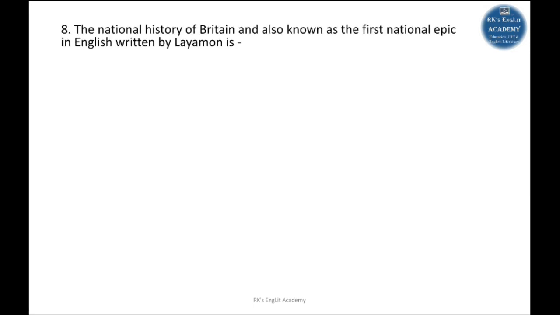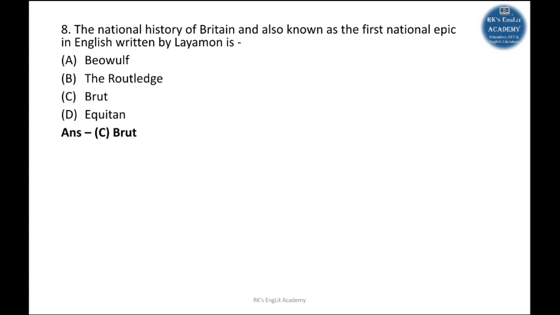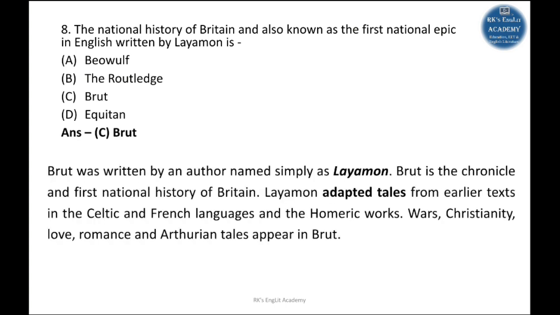The next question is, the national history of Britain, also known as the first national epic in English written by Layamon, is A. Beowulf, B. The Routledge, C. Brut, or D. Equitan. Which is the correct answer? Select one. The correct answer is C. Brut. Brut was written by an author named simply as Layamon.